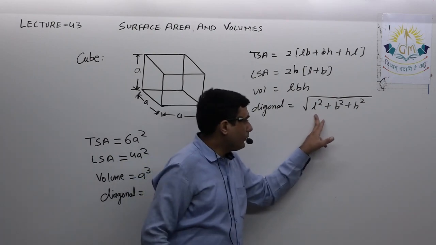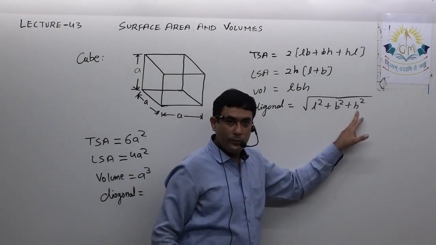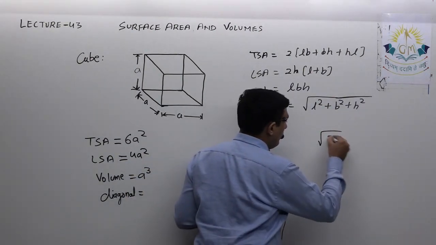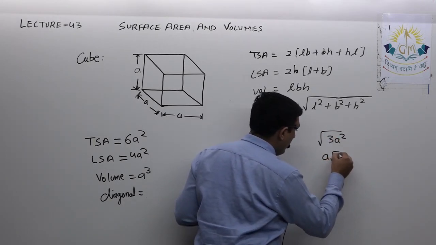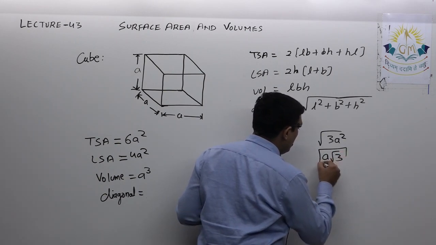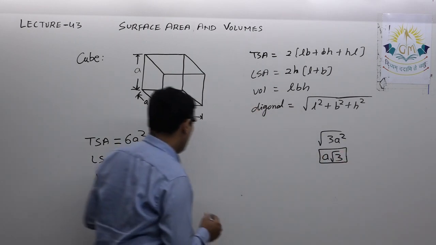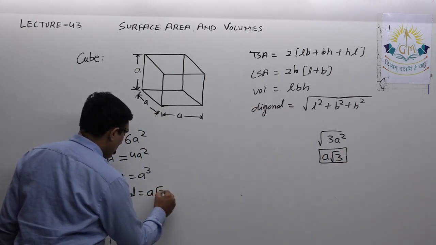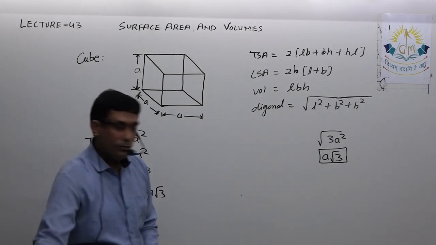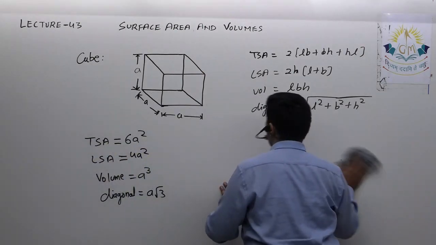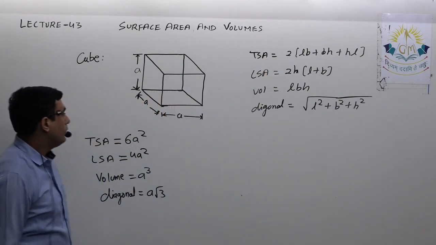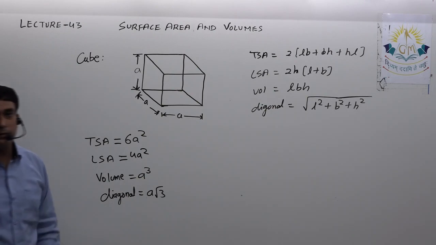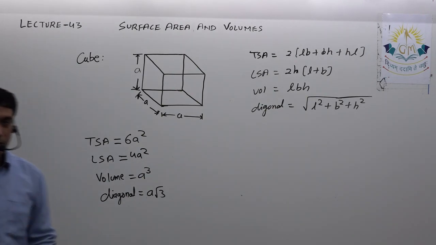Diagonal is the square root of a square plus a square plus a square, that is root of 3a square. So a square is a complete square, so I write it this way. This is the diagonal of the cube, a root 3. Okay, so these are the formulas of the cube, and over here these are the formulas of the cuboid. So do write this, and then we'll see the next shape, that is cylinder.